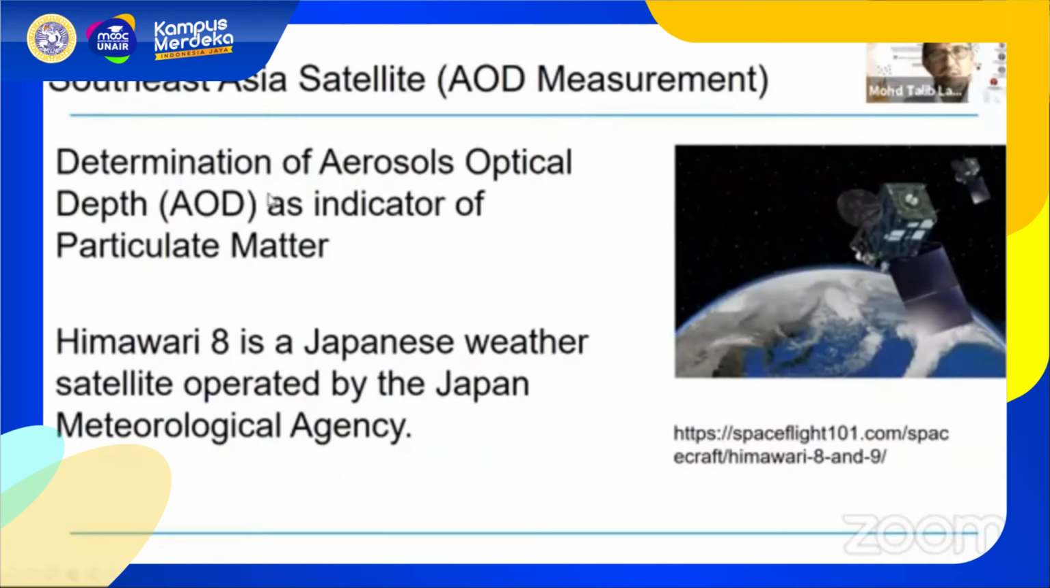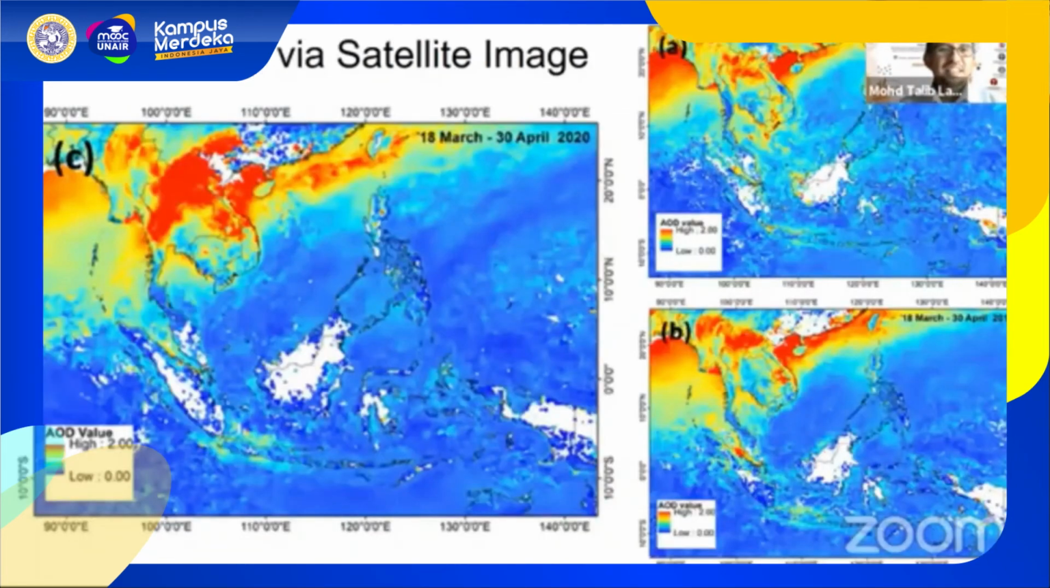We determine it by using the satellite Himawari 8, and we also use TROPOMI to determine the level of gases. This is from the Japan Meteorological Agency. I think this is one technology that we want to take further in the future, to determine the level of air pollutants by using satellites. We can see AOD via satellite image.